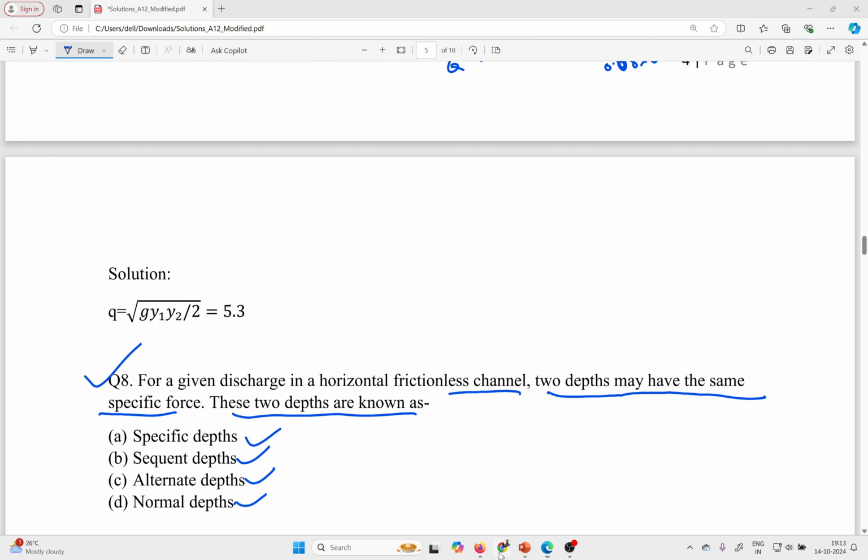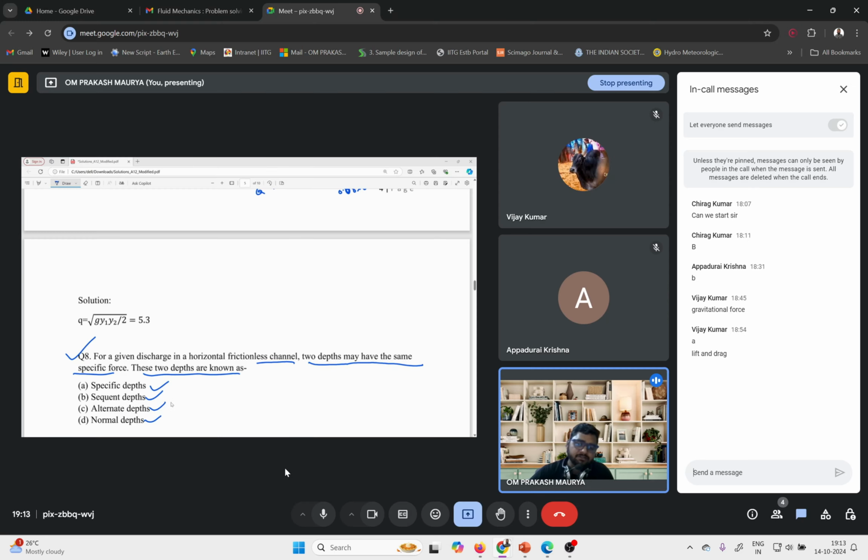I want an answer from your side. You can write in the chat box. For question number 8, after this question I'll take a 5-minute break, then we'll meet again. So please first try to give your answer for question number 8. You have 2 minutes. Within 2 minutes, please try to think and then write your answer.